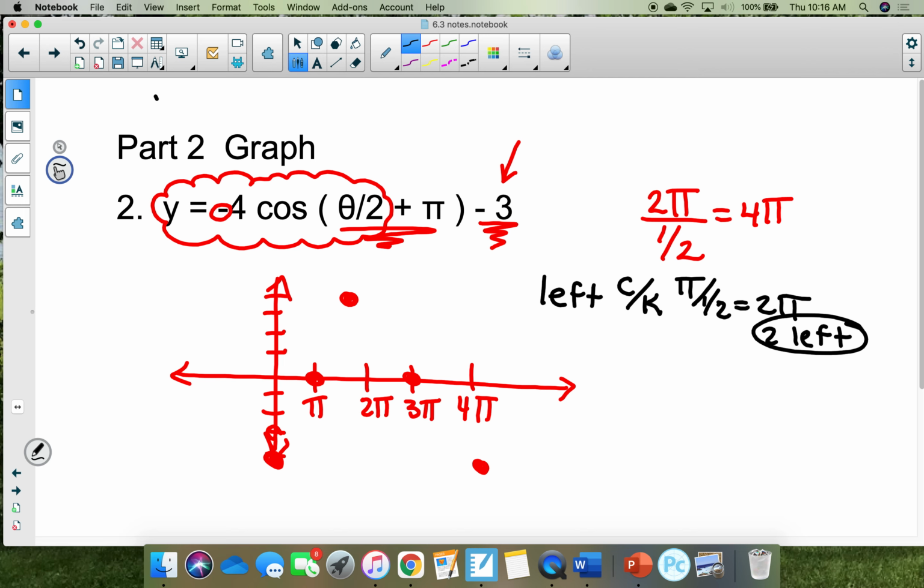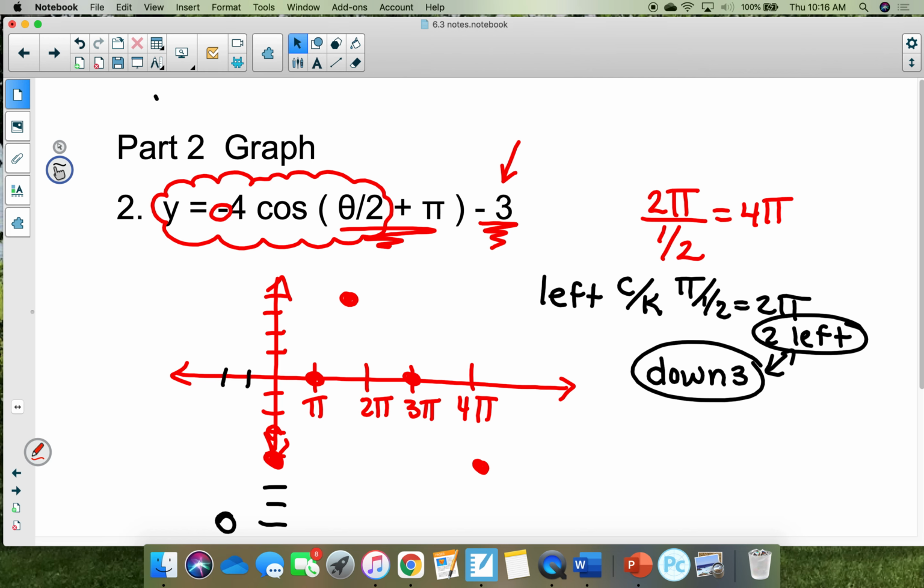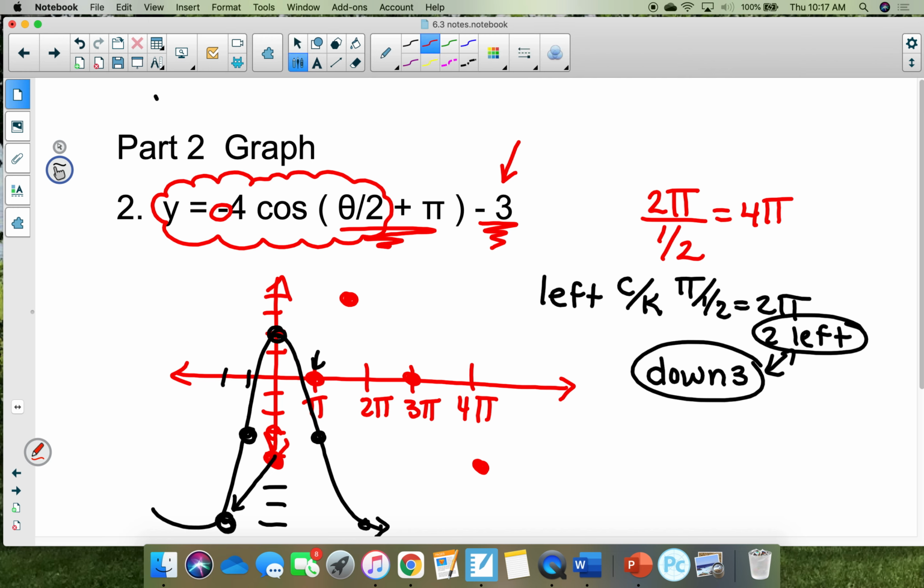And you're also going to move everything down 3. Every dot gets moved 2 to the left and down 3. So I'm going to add some extra slashes. 2 to the left and down 3 puts this dot right there. 2 to the left and down 3 puts that dot right there. 2 to the left and down 3 puts that one. 2 to the left, down 3, and 2 to the left, down 3. This is the answer to this one.